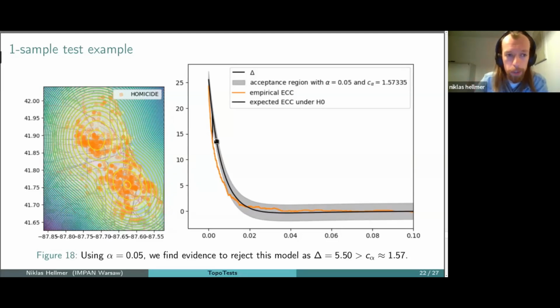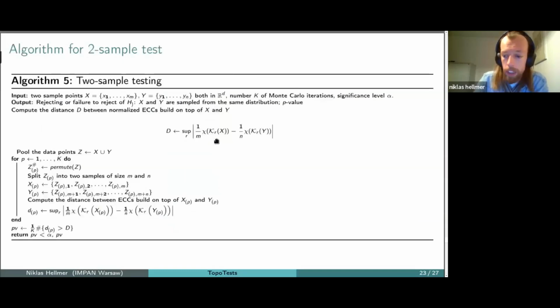This is perhaps not too surprising. Now, I also briefly mentioned the 2-sample test. What we do here is just a permutation test. We simulate the null distribution using permutations, and we don't have a nice theory yet, maybe. Here we have to pay a bit more attention to appropriately normalizing things to handle samples of different sizes.